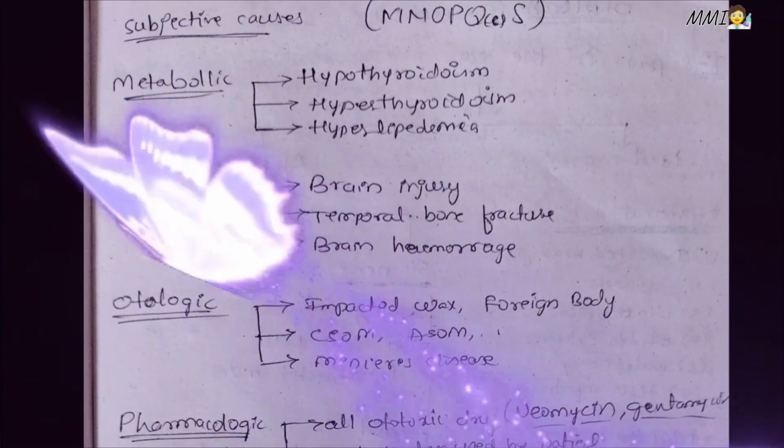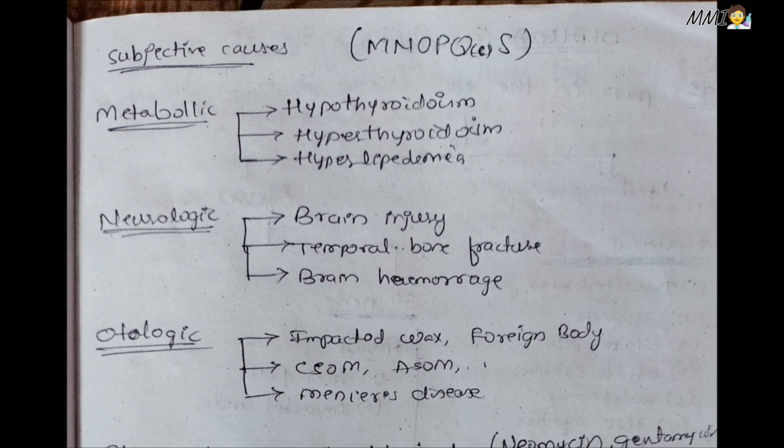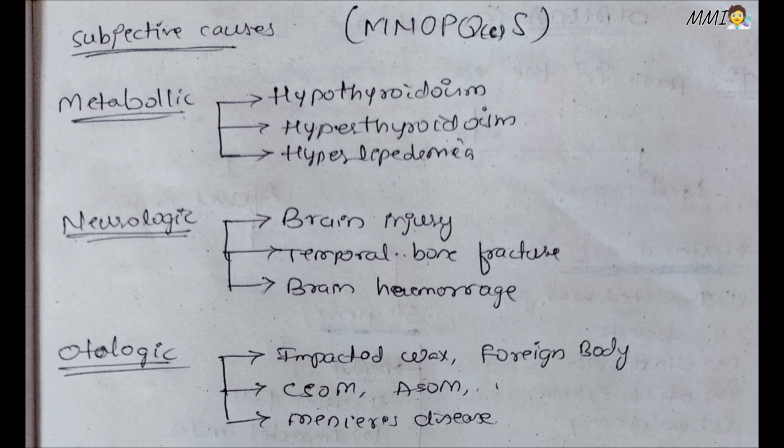And subjective causes, you can remember by MNOPQS. Q for cardiovascular, S for psychological, M for metabolic. For metabolic, take the whole metabolic system, like what all will come: hypothyroidism, hyperthyroidism, and hyperlipidemia. Neurologic means brain injury, temporal bone fracture, brain hemorrhage.